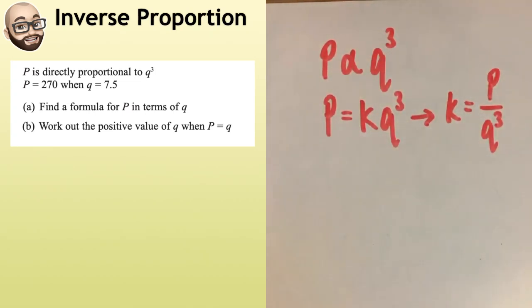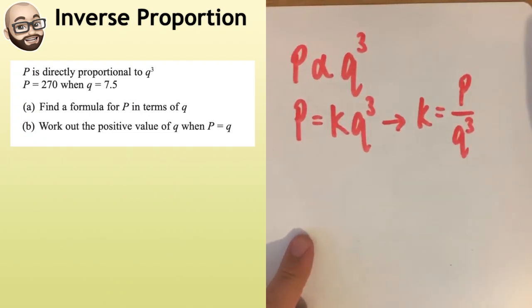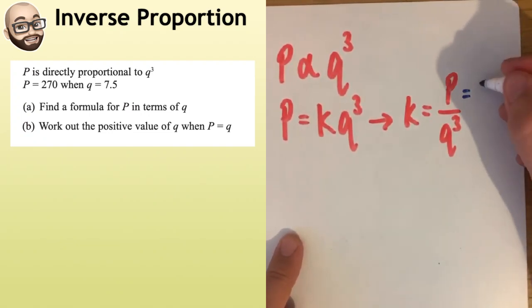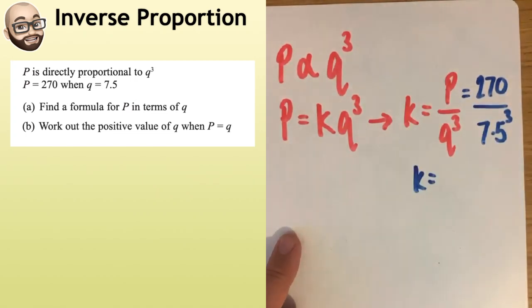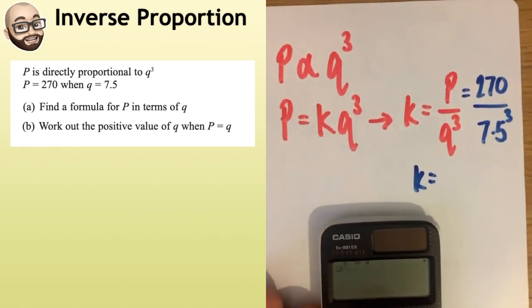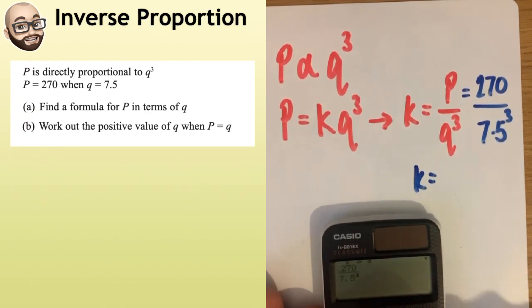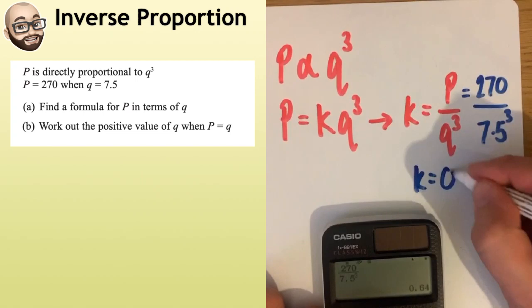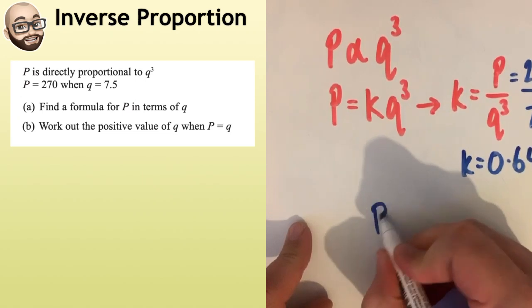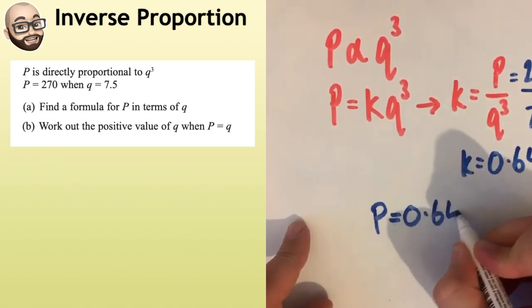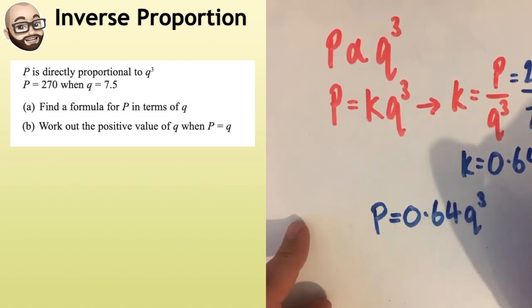Then we read the question to pull out the numbers. We know that P from the question is 270 and Q is 7.5, which needs to get cubed. So we would say that k equals 270 over 7.5 cubed. So k equals 0.64. So our answer for part A would be P equals 0.64 Q cubed.